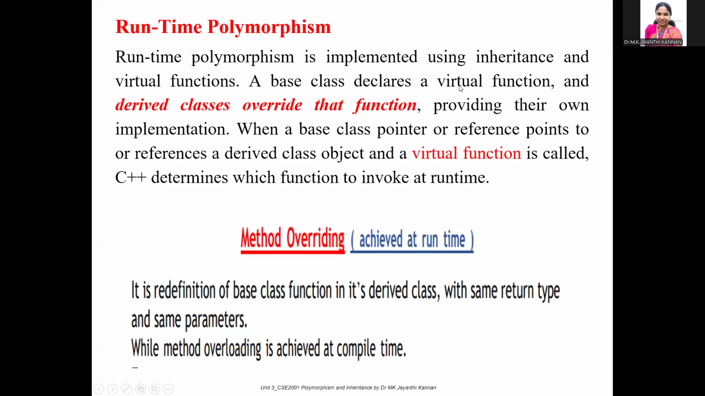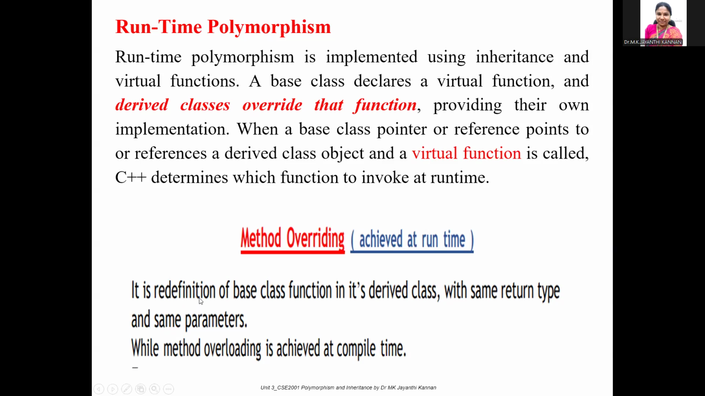A base class declares a virtual function, and the derived classes override that function. If you make the base class function virtual, it means we are allowing the derived class function to override. Logically it exists, physically it won't perform any task. The derived classes provide their own implementation where a base class pointer or reference points to a derived class object and a virtual function is called. For example, method overriding is achieved at runtime.